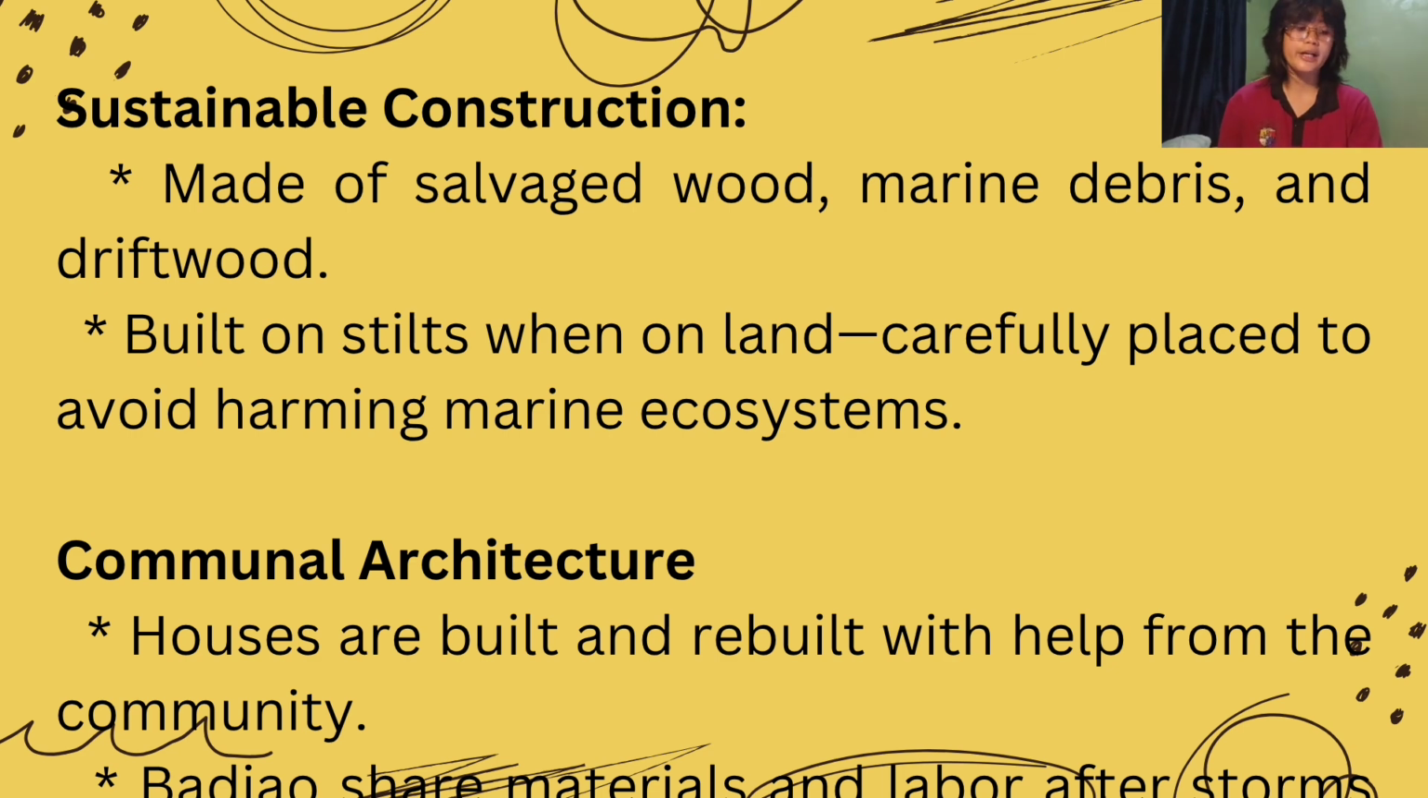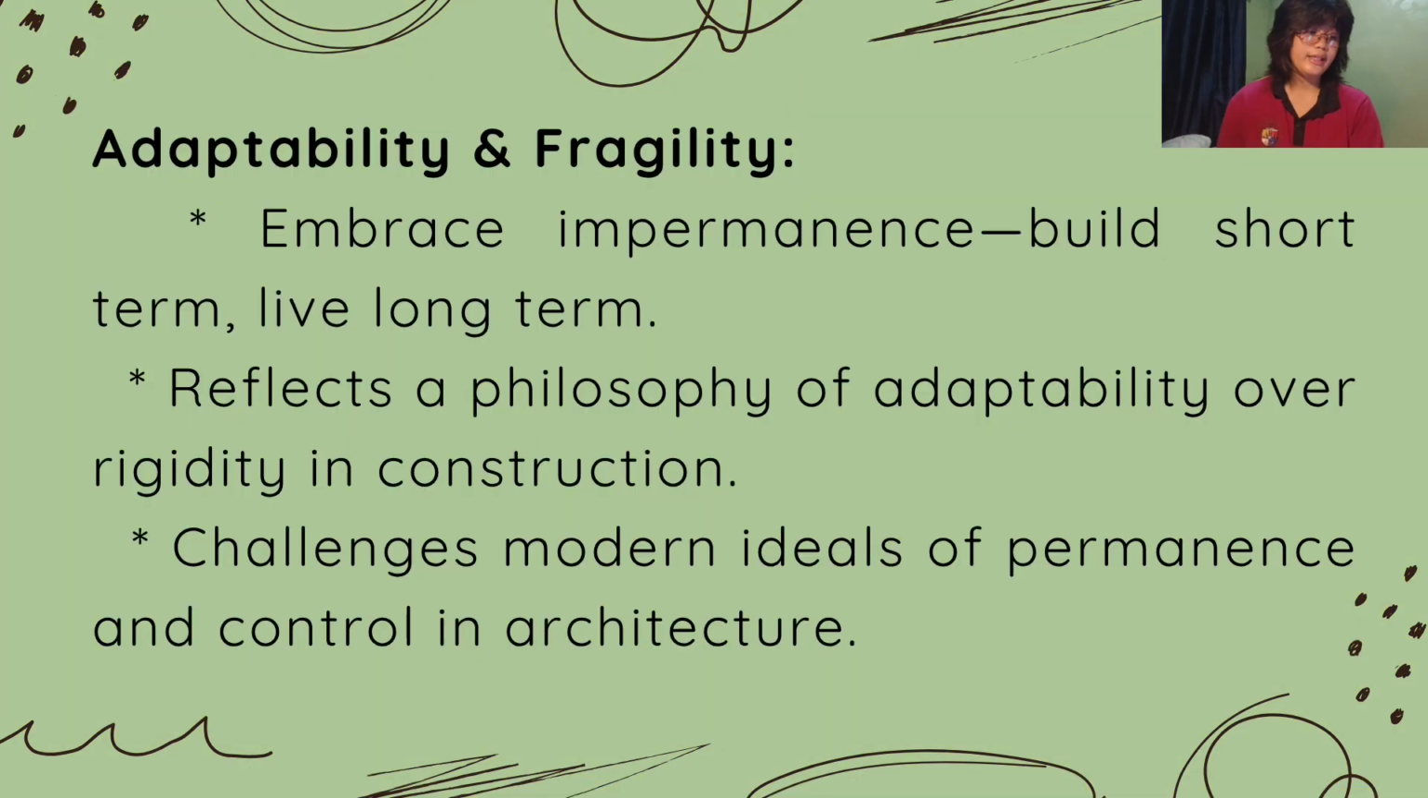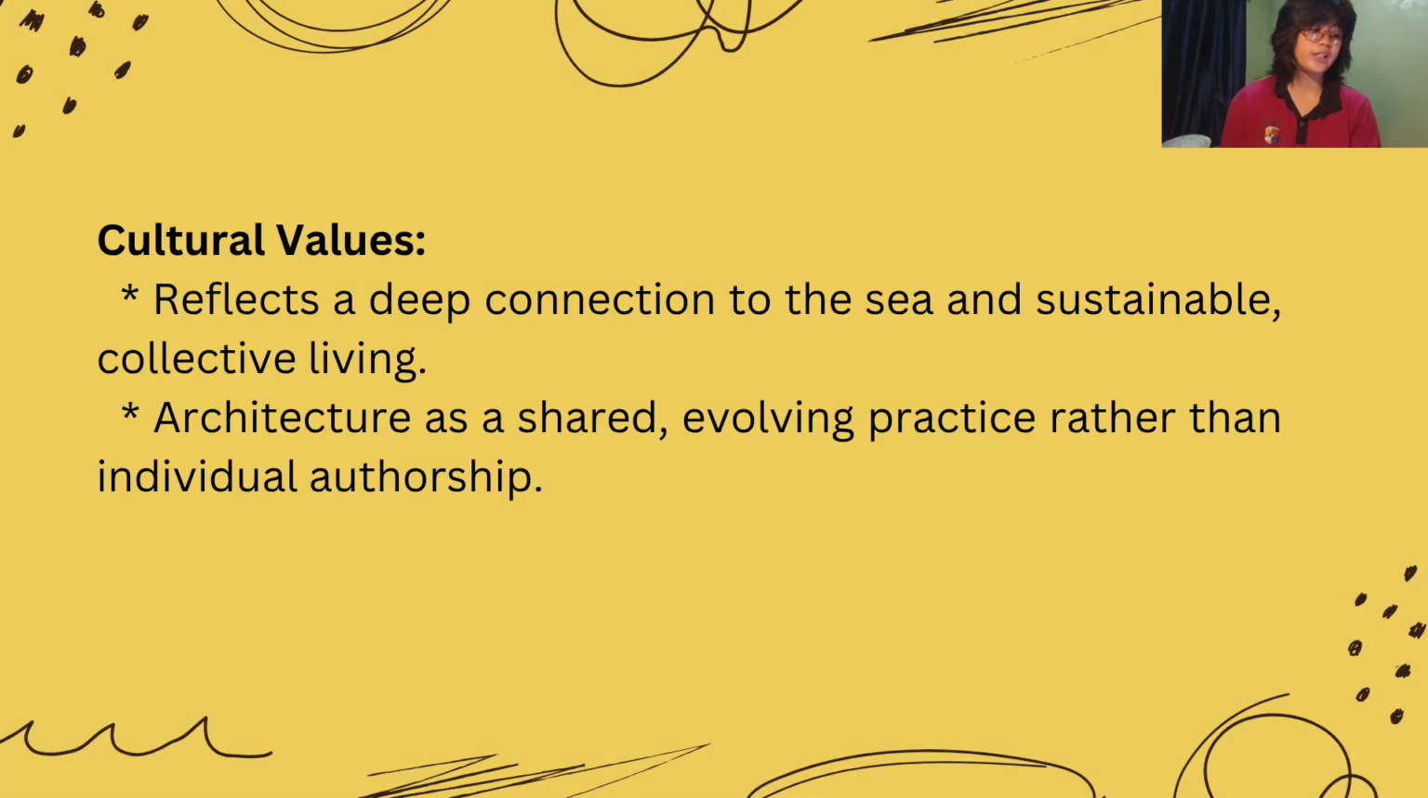It is communal architecture. Houses are built and rebuilt with help from the community. The Bajau share materials and labor after a storm. It embraces adaptability, fragility, and impermanence: build for the short term and live long term. It reflects the philosophy of adaptability over rigidity in construction. It challenges the modern ideas of permanence and control in architecture. It reflects a deep connection to the sea, sustainability, and collective living, with architecture as a shared, evolving practice rather than individual authorship.